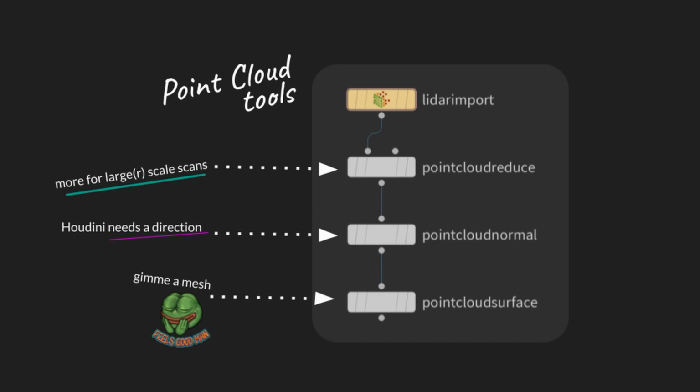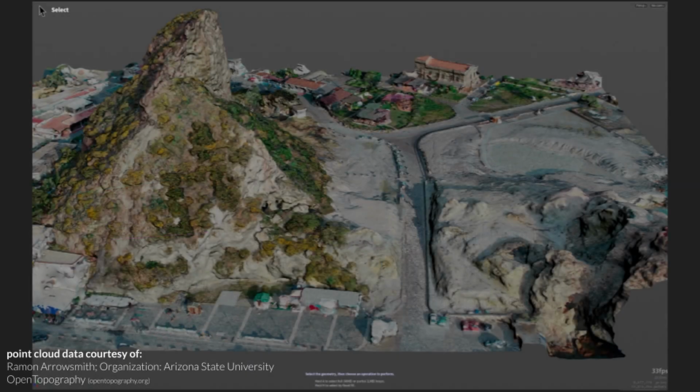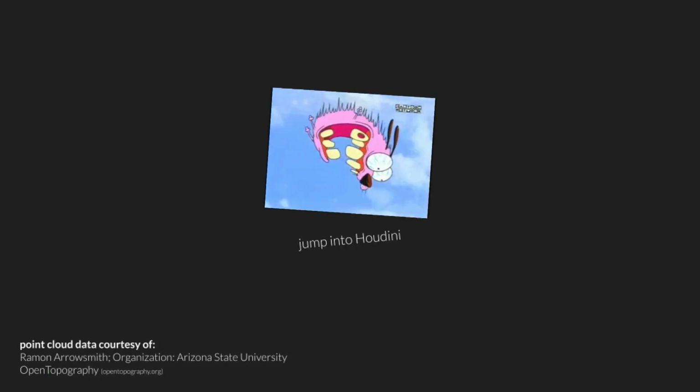So the first one we're going to start with. I got this mesh from Open Topography. You can also download that yourself, or any other meshes that are available, and try this at home. Let's go into Houdini.